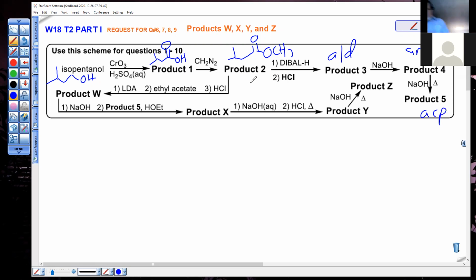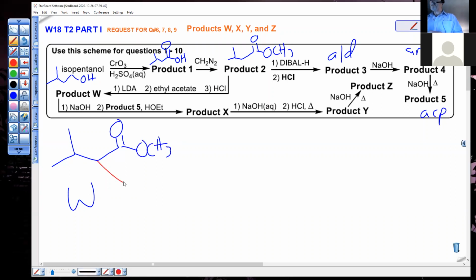LDA is going to be a directed aldol or Claisen, depending on what this is here, and that's an ester. So we're talking about a directed Claisen condensation. Product W looking like this. This lost an alpha H, made a new bond to this carbonyl of ethyl acetate. That is product W. And NaOH will take an alpha H of product W that has a pKa of 10.